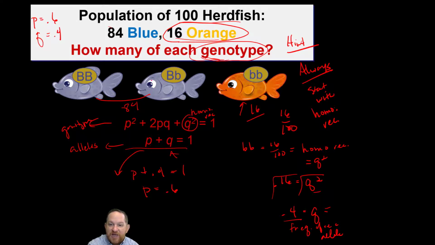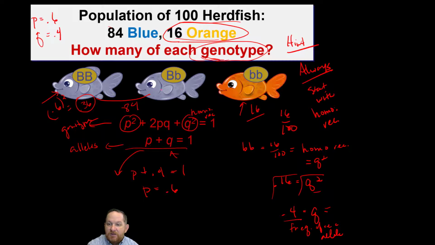So to get the genotype of homozygous dominant right there, what we would do is we need to get P squared. So 0.6 squared would be 0.36, right? So 36% are this.